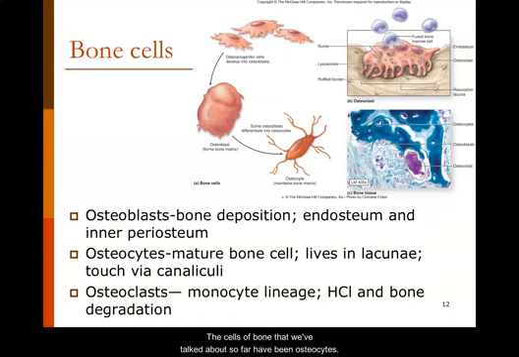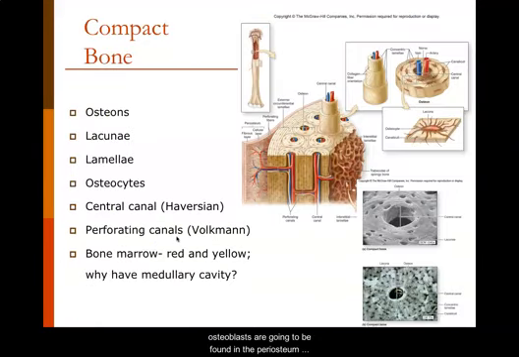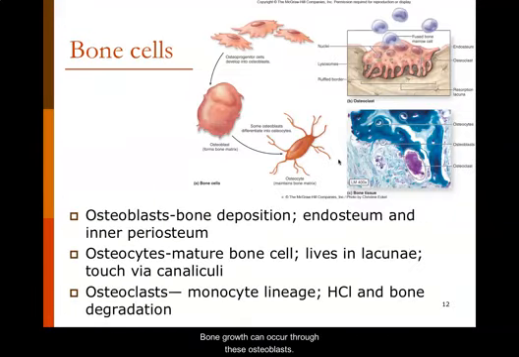The cells of bone that we've talked about so far have been osteocytes. Osteocytes are the mature cells of bone. They live in lacunae, and remember that they touch one another via those little canaliculi, through those little tunnels. Osteocytes arise from an immature cell known as an osteoblast. Osteoblasts are generally going to be found located in the endosteum layer of dense irregular connective tissue lining the inside of our bony surfaces, and the periosteum. The periosteum is the outer layer covering the outside of our bony surfaces. So osteoblasts are going to be found in the periosteum outside of our bones and in the endosteum inside of our bones. Bone growth can occur through these osteoblasts.